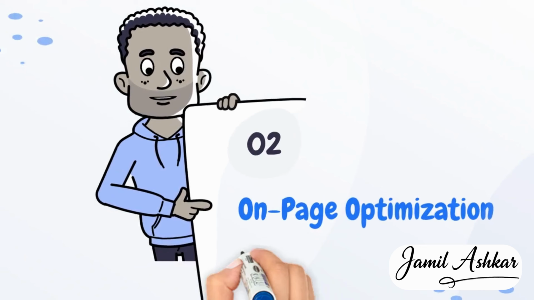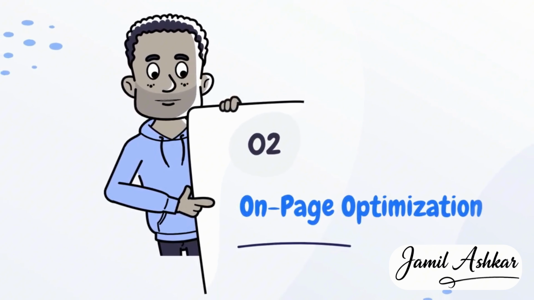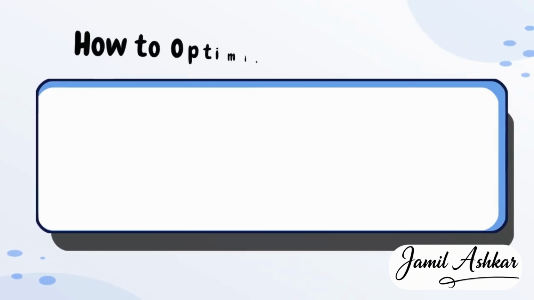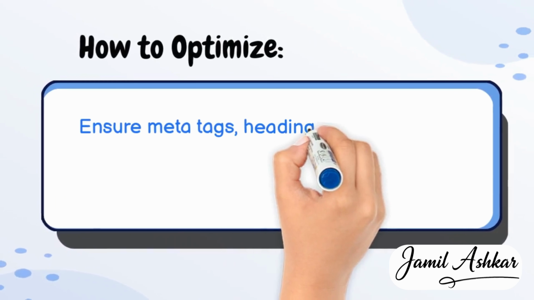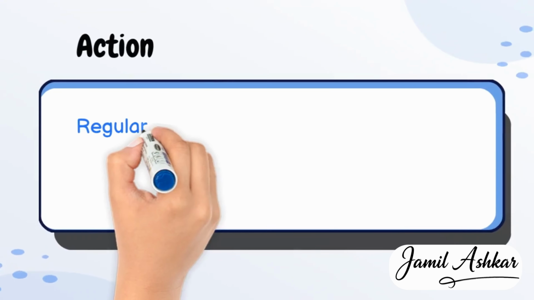On-page optimization. Optimizing elements on your site improves SEO performance. How to optimize: ensure meta tags, headings, and content are targeted and compelling. Regularly update your content for relevancy and effectiveness.